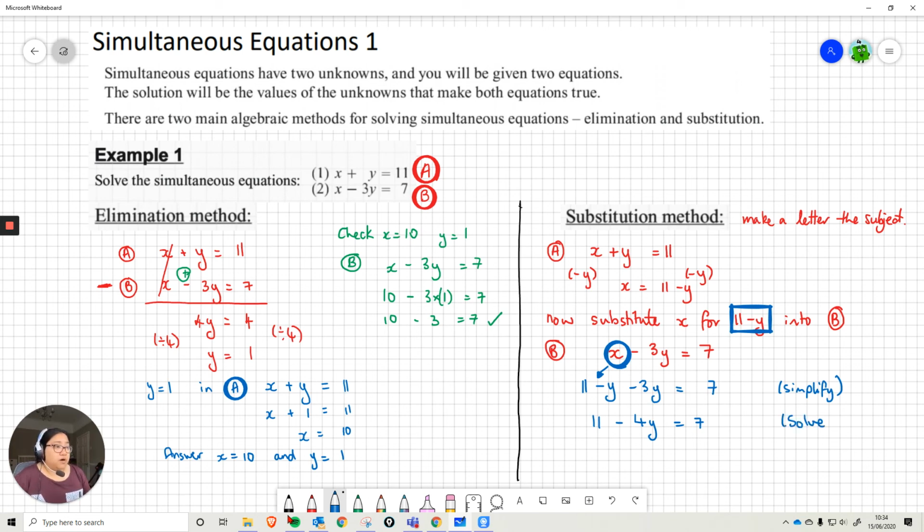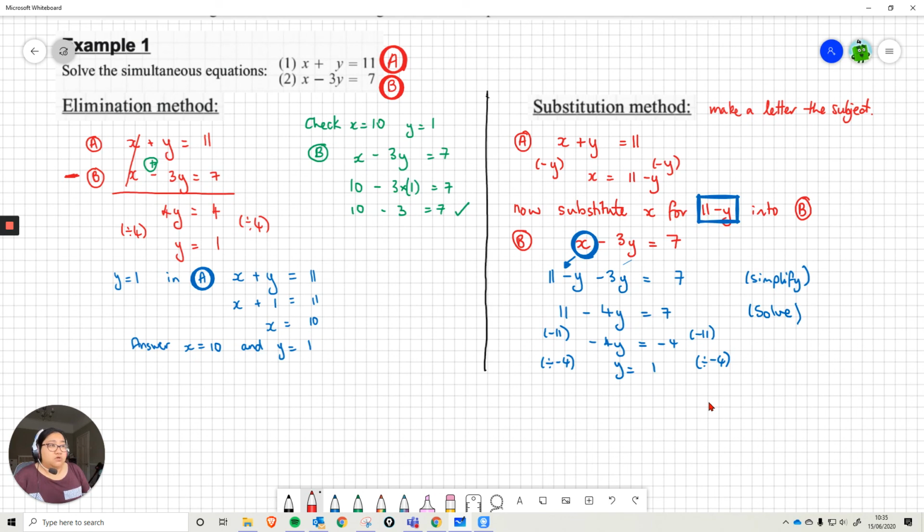And I'm going to do that by subtracting 11 from both sides. So that's minus 4y equals 4 subtract 11, minus 4. And now I'm going to divide by negative 4 on both sides. So y is now equal to positive 1. Negative 4 divided by negative 4 is 1. And you can see this is the same. So here where y equals 1, it's the same as y equals 1 on the elimination method, which is great.